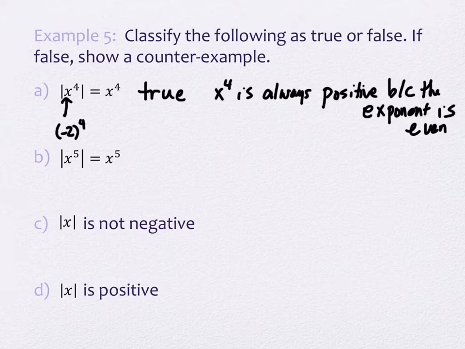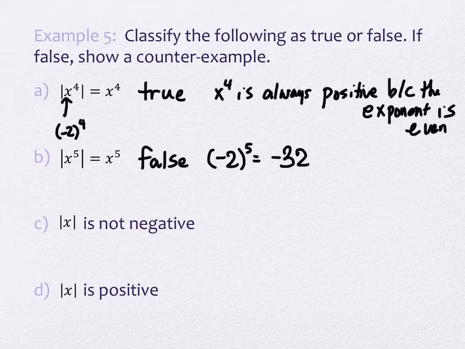So, what about part B? It's false. Erica, you seemed pretty quick to tell me that. Can you give me a counterexample? If you did negative 2 to the fifth, then it'll be negative 32. Yeah, negative 2 to the fifth is negative 32. But of course, if you absolute value that, so to speak, you would get a positive 32, right?